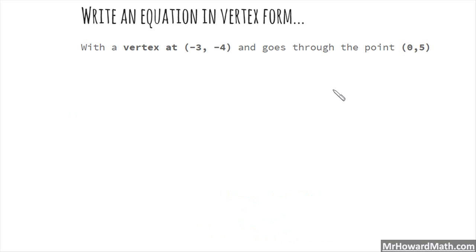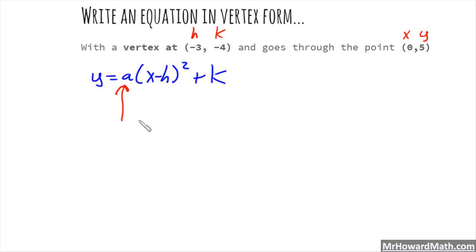So first example, write an equation in vertex form. They give us the vertex here and going through this point. So that's the information that we need. So vertex form was this again, y equals a times x minus h quantity squared plus k. That is the form. So now we take the information we're given and fill it in. So this would be our h value, this would be our k value, this would be an x value and a y value. So we can fill all of that in, and once we do, we'll be left with that stretch factor or compression factor right here, the a value in front, and we'll be solving for it.